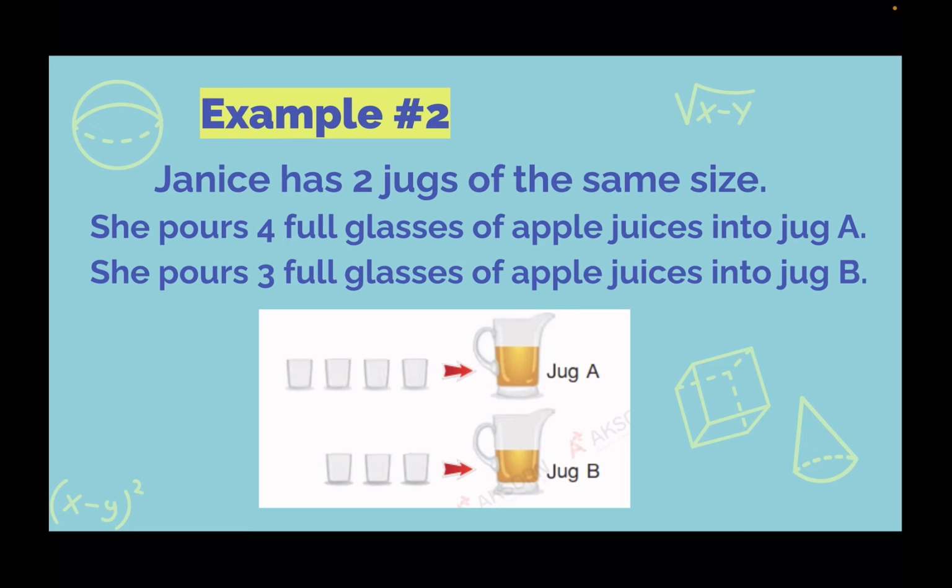Okay, so now I have a question for you. Which container has a greater volume of juice? Is it jug A or jug B? So which jug has a greater, more volume of juice? Jug A or jug B? Very good, it is jug A.